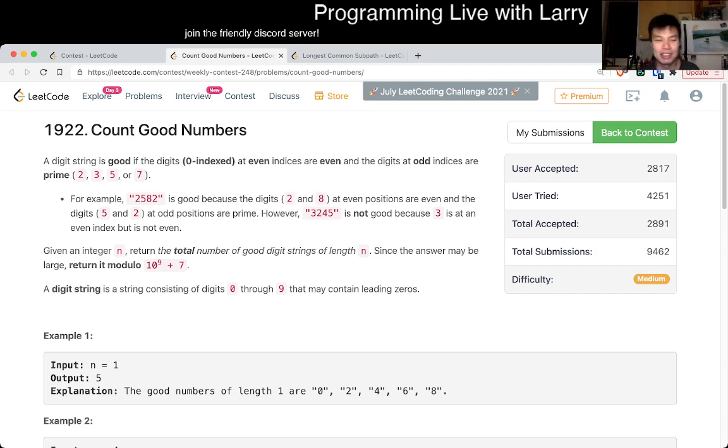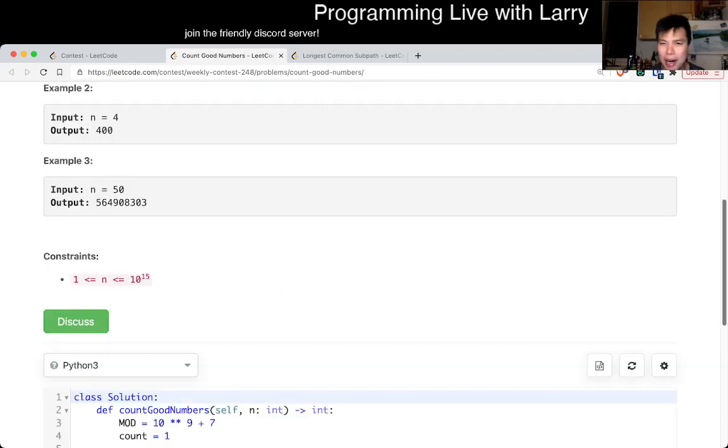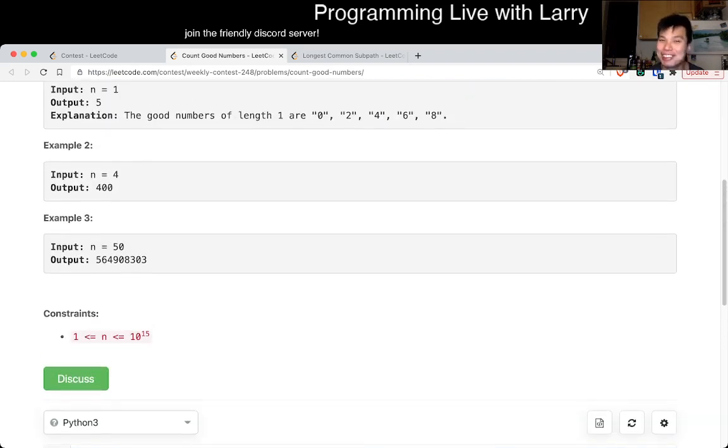Me out. Anyway, this problem is going to be count good numbers. So this one is actually a very basic-ish combinatorial problem. I'm not going to lie. If you watch me solve this live during the contest next, I actually started doing this with dynamic programming, because you can always do dynamic programming. But then I noticed that n is 10 to the 15 and it's going to be too small.